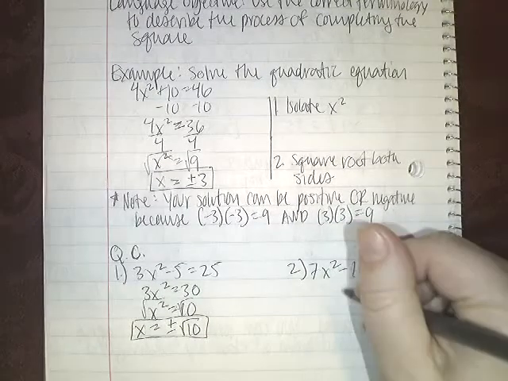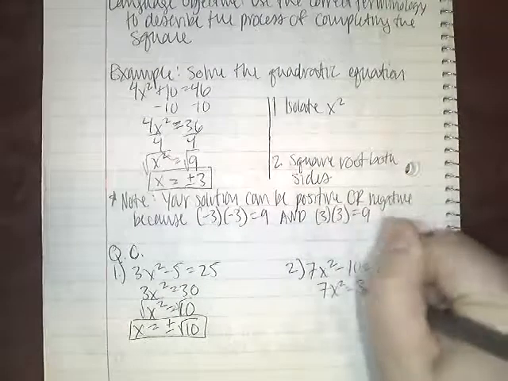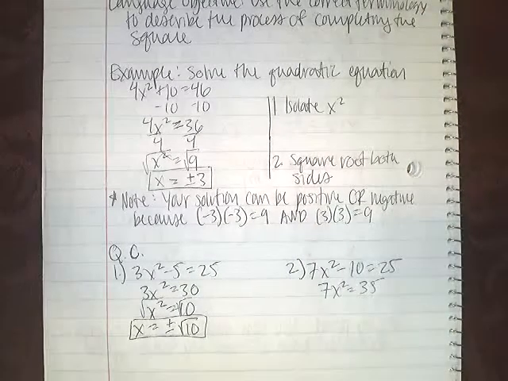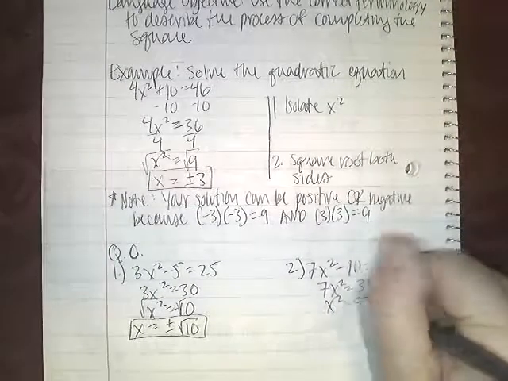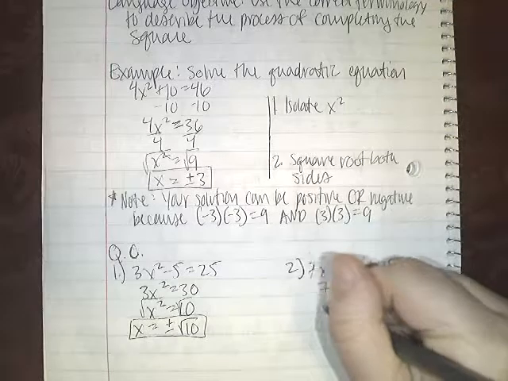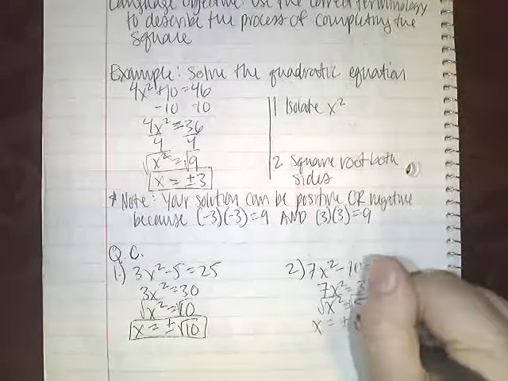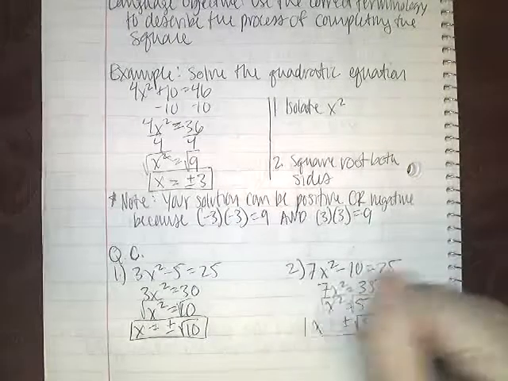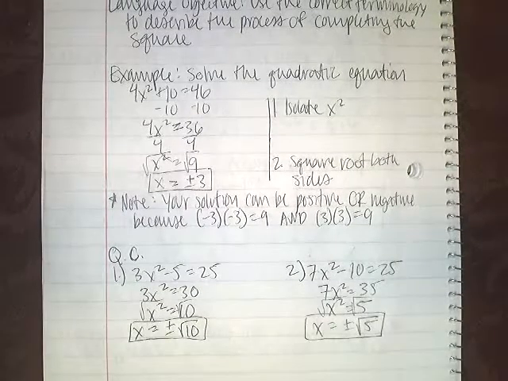If we go on to the next example, I add 10 to both sides, and I get 7x squared is equal to 35. I divide both sides by 7, and then I get x squared is equal to 5. I take the square root of both sides, and I get x is equal to plus or minus square root of 5. That will be my final answer there. All right, jot down any questions on that. I'm going to turn the page to go over another example, sort of the next step in the process.